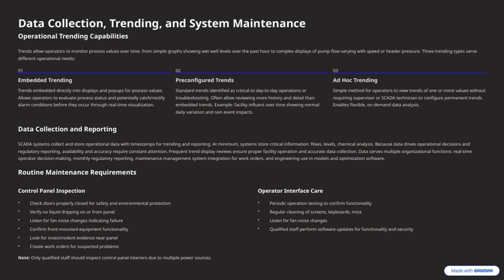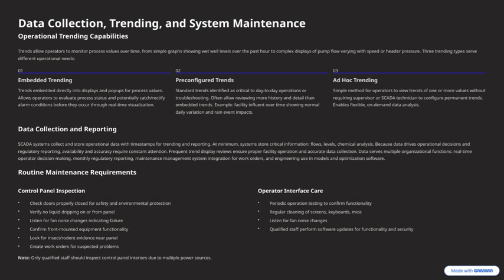When it comes to operator interface care, it's important to note that only qualified staff should inspect control panel interiors, especially since there are multiple power sources involved, which can be hazardous for untrained personnel. If you suspect any issues, creating work orders is the best way to ensure problems are addressed promptly. Also, always look for signs of insects or rodents near the panels, as these can cause damage or short circuits.